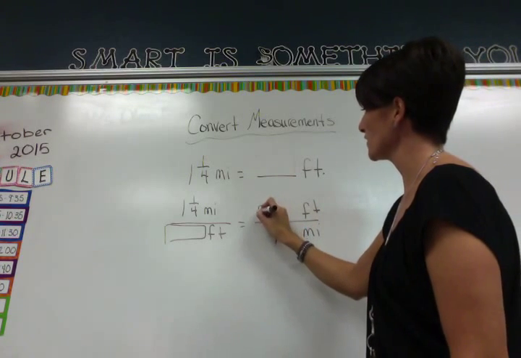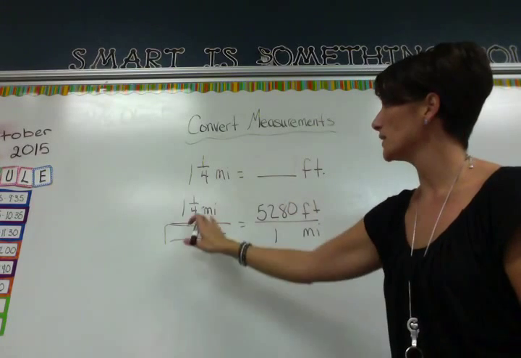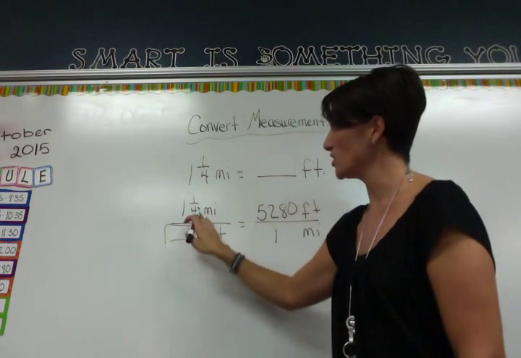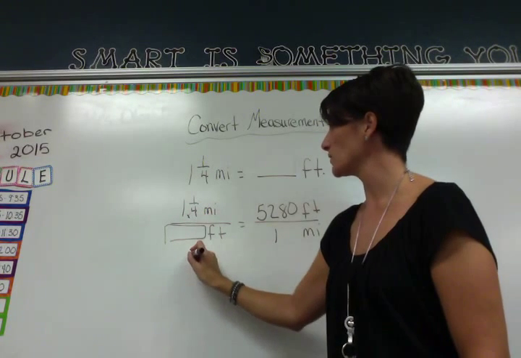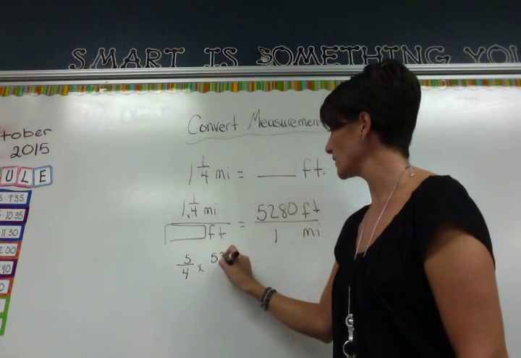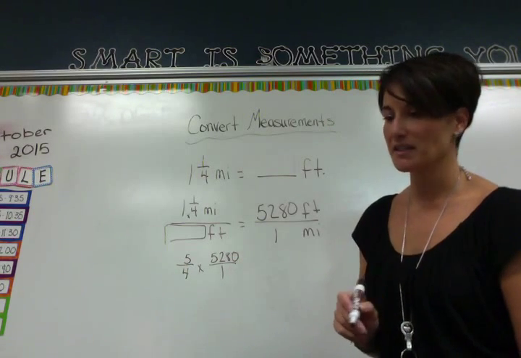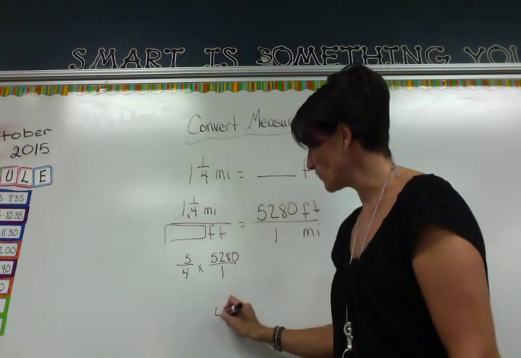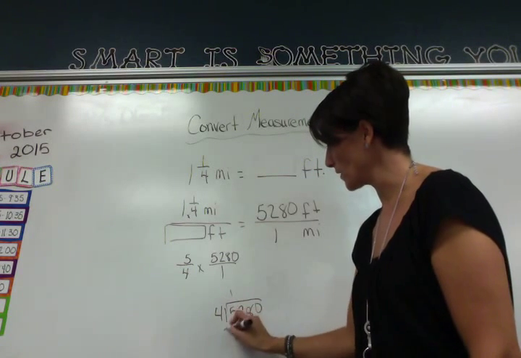I know 1 mile, there's 5,280. Okay, so since this is simply multiplying, I'm going to change this into an improper fraction. So 4 times 1 is 4 plus 1 is 5 over 4 is the same as 5,280 over 1. I definitely want to simplify. So I'm going to see if 4 goes into 5,280, and I'm thinking it does, but I just want to check my work.